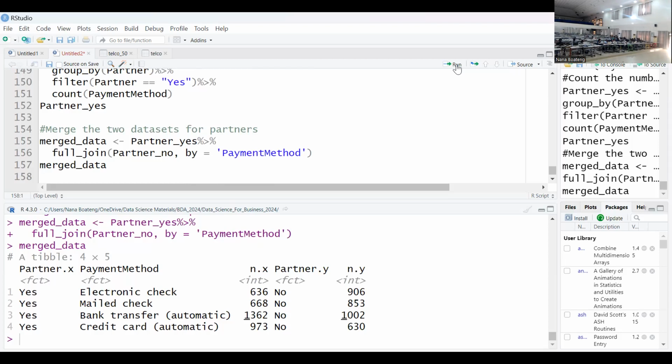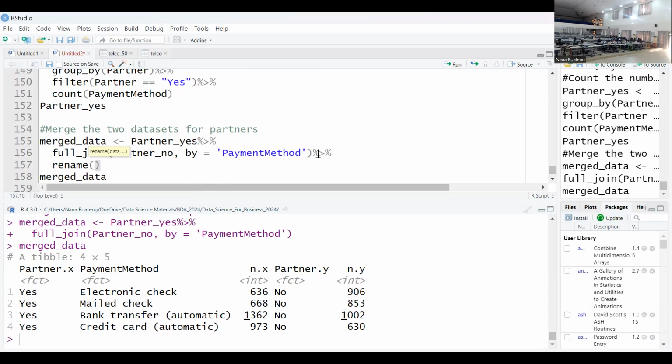All right. So this looks a bit off. Why don't we change the names of n.x and n.y to make it more reader friendly? So let's type that into the rename verb. We can do that from here, isn't it? We can pipe this further into rename.